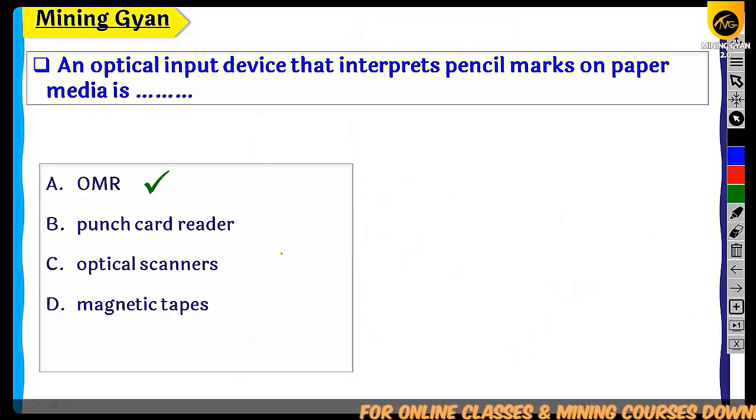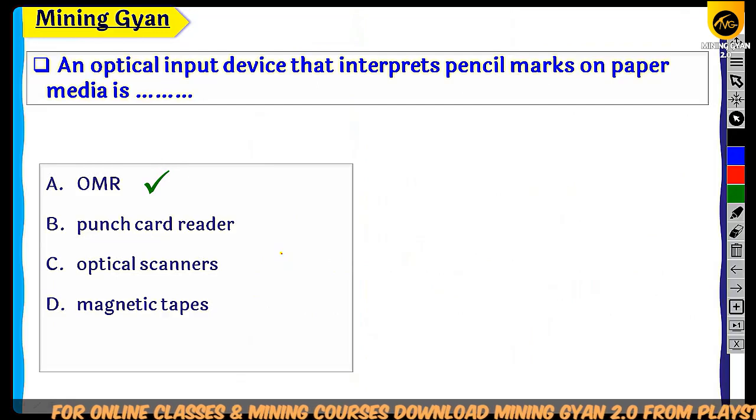OMR reader, optical mark reader, is the device which can interpret the pencil marks on the paper, which is basically used in offline exams, in the answer sheets. So the OMR reader is the optical device which can interpret the pencil marks.